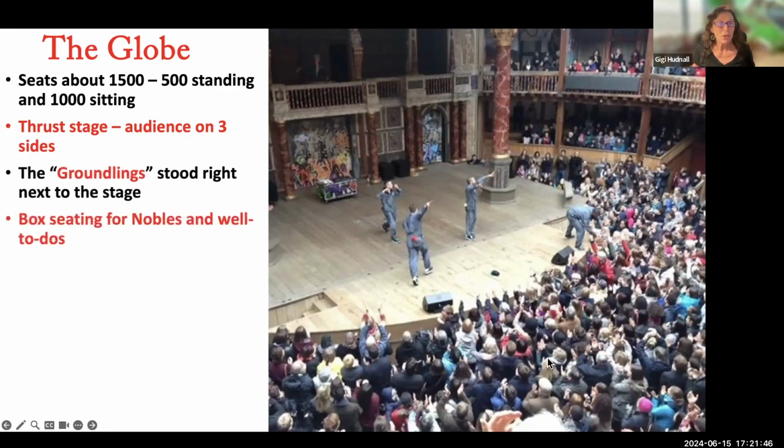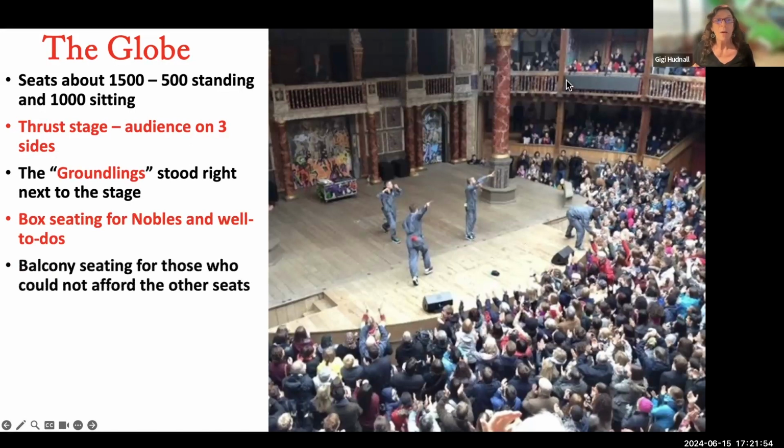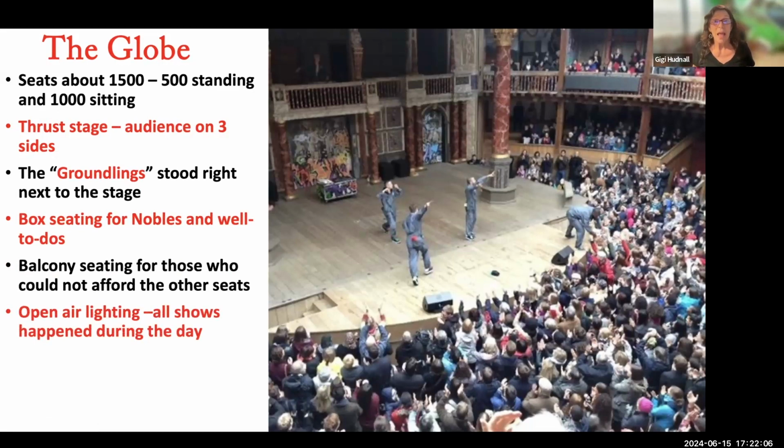So the groundlings stood right next to the stage, and there was box seating specifically like this for nobles and well-to-dos and people who could afford it. And the balcony seating was for those who could not afford the box seats. There was open air lighting. There is no roof on here. So all shows had to happen during the day. And if it rained, everybody got wet, but the show still went on.